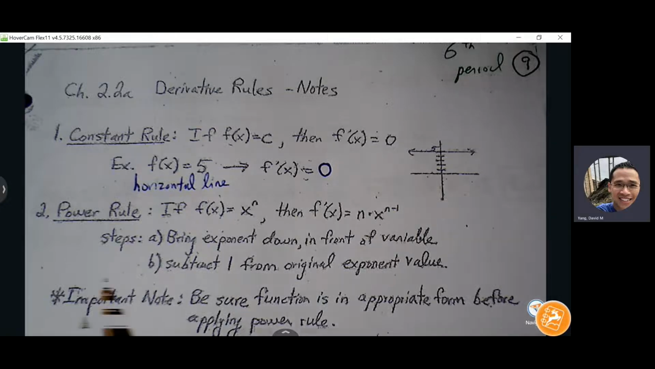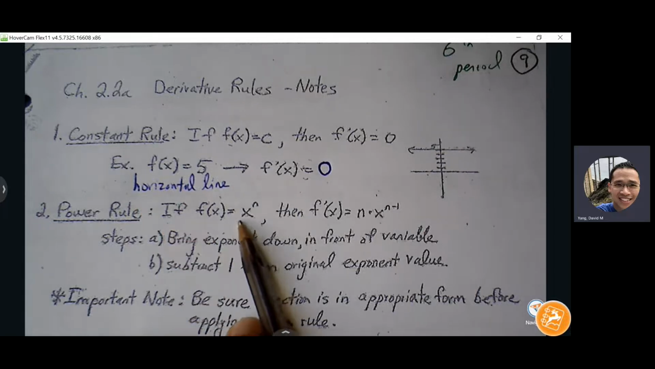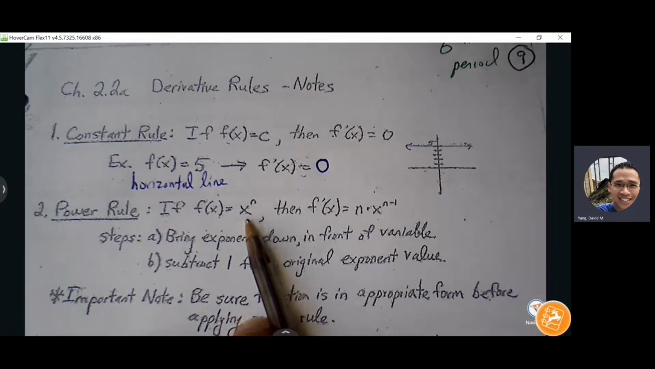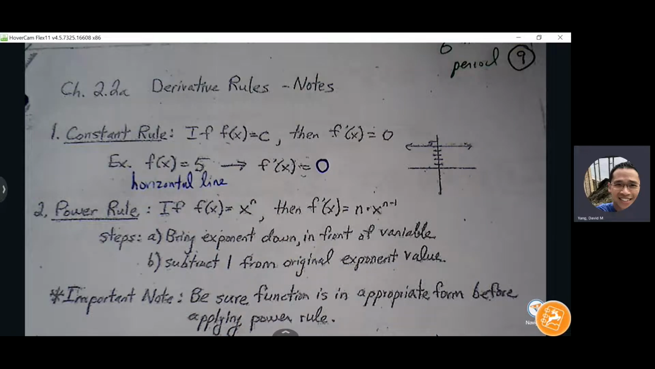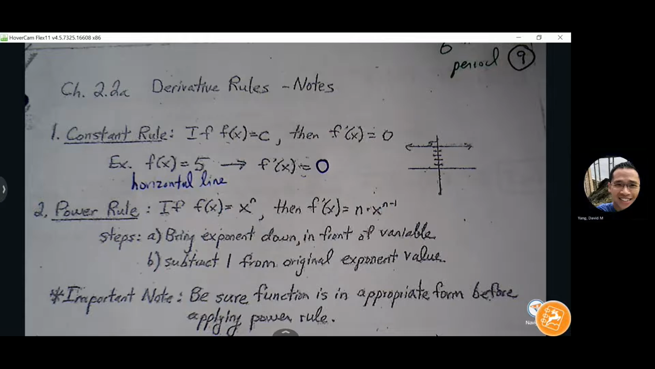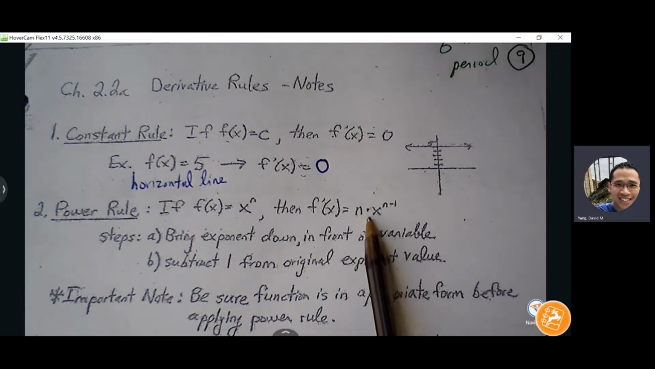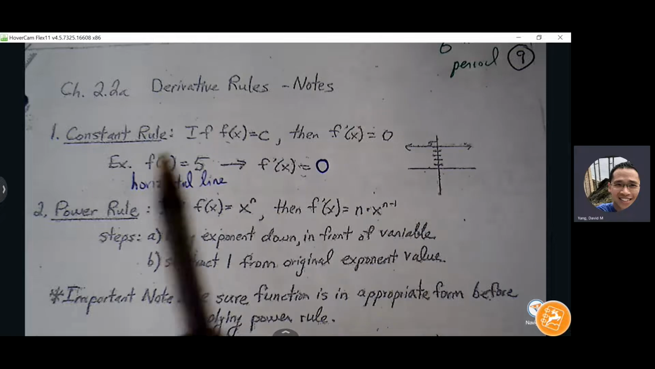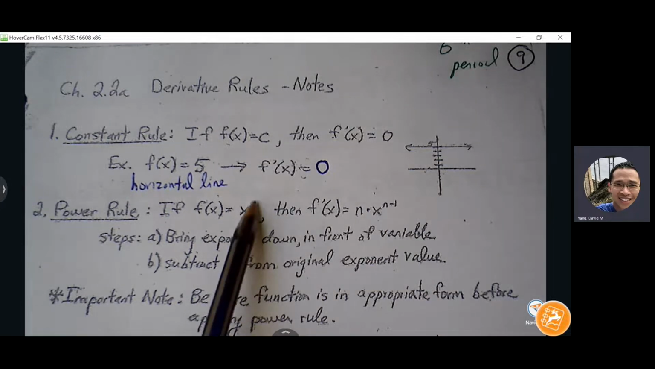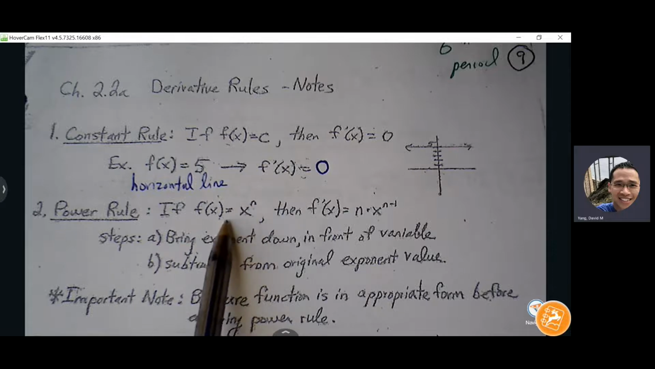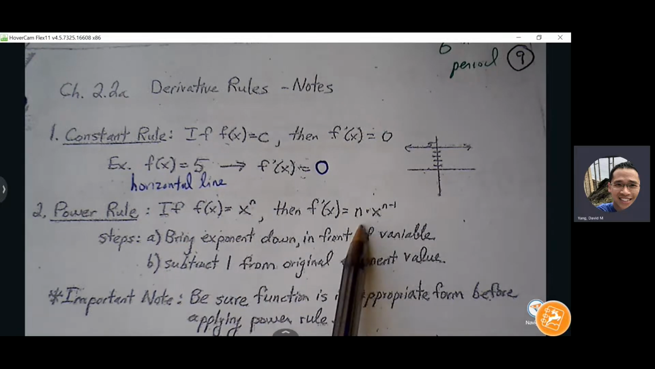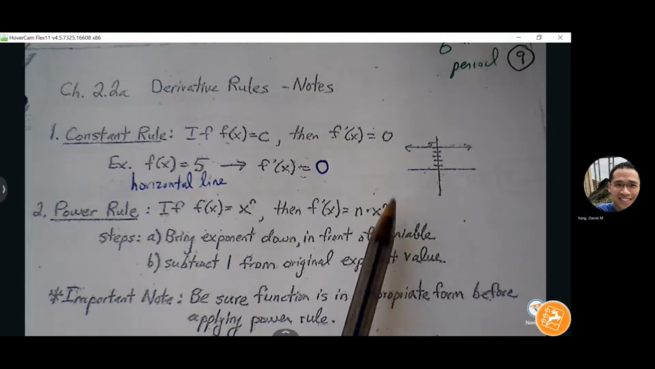Okay. So now power rule is for functions that have a degree other than 0. If I have a function that is x to the nth power, then the derivative, the power rule, is going to be n times x to the n minus 1. What that means is the exponent that we're staring at the beginning comes down in front as a coefficient, and then we subtract 1 from the original exponent.